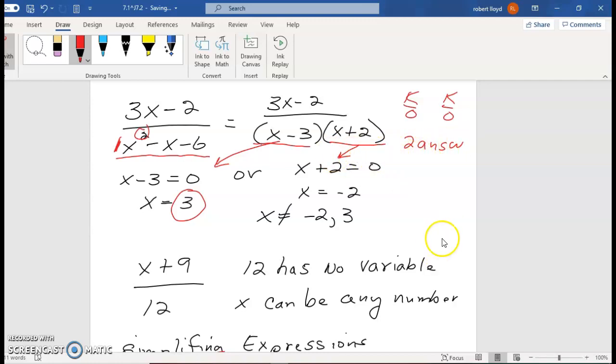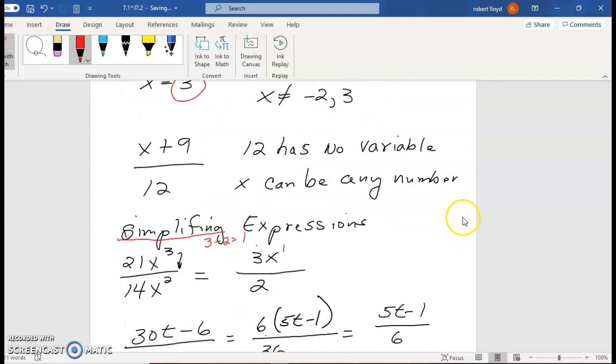I don't know if you'll see one like the next one, but if you do, I want to be ready for it. There is no variable down here. So it doesn't matter if the top, the numerator, is a 0, we just can't have a number down here in the denominator. So x can be any answer, any number.